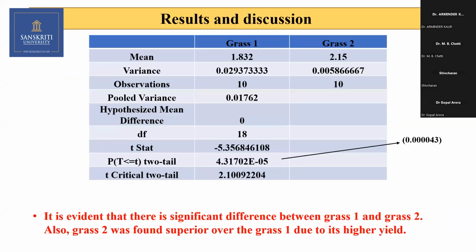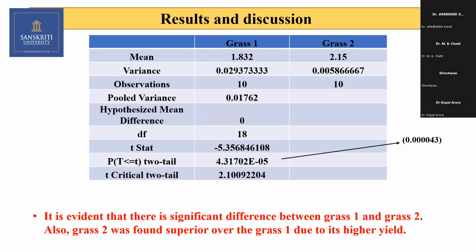Now, this is the result we have. The mean of grass 1 is 1.83 kgs. Mean of grass 2 is 2.15. You feel that there is some difference, 1.83 and 2.15. Our null hypothesis is that the mean of grass 1 is equal to the mean of grass 2. Do you reject the hypothesis or do you accept the hypothesis? That is our next question.